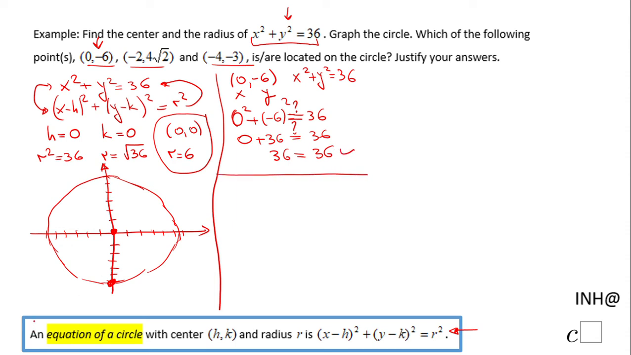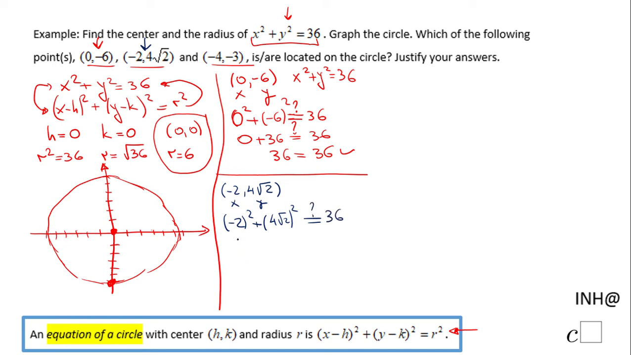And we have an algebraic way for seeing this. But let's go to the second point. This one, the same story. We have the point (negative 2, 4 square root of 2). We're going to see if this point is on the circle. This is x and this is y. So we're going to have negative 2 squared plus (4 square root of 2) squared. And again, we're going to need to see if this is equal to 36.